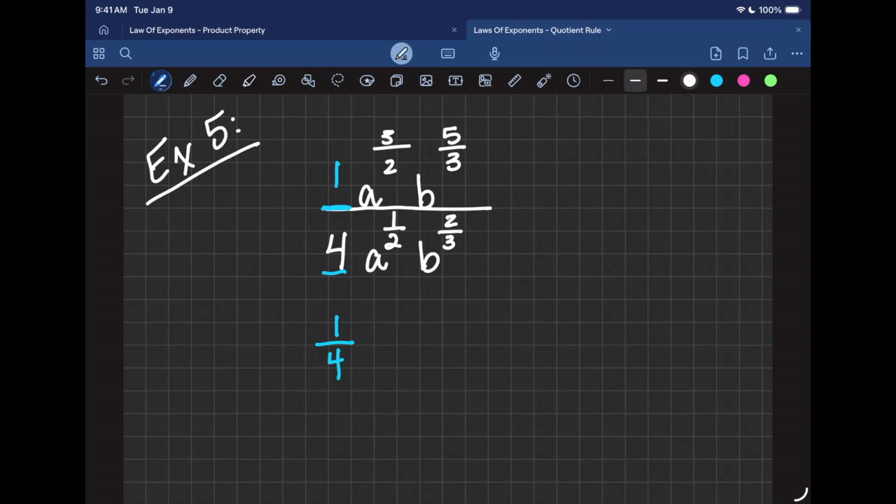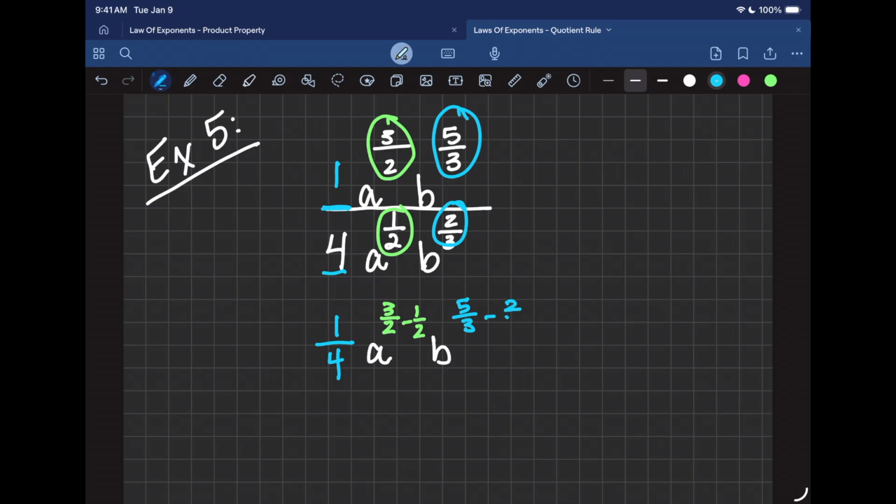Then looking at my two bases, I have A and I have B. So I'm going to follow that process of subtracting top minus bottom number. So I'm going to do 3 over 2 minus 1 over 2. Again, even if you don't feel confident with fractions, just write it top minus bottom number. And then same thing for our b's. So we have 5 over 3 minus 2 over 3.